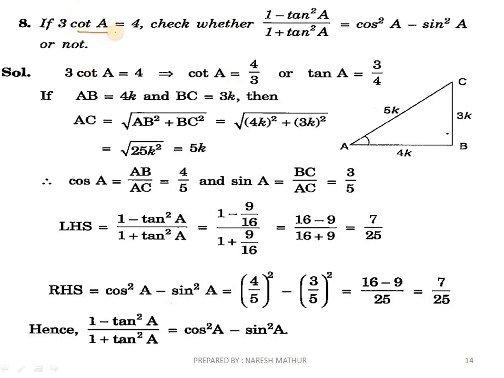So now cot A equals 4 by 3. Base and perpendicular we have. First we will find the value of hypotenuse. As we got the value of hypotenuse, we can find the value of cos and sine. Just put these values into LHS and RHS also. After solving, we can see the values are the same. So we can say yes, LHS equals RHS. It means both values are the same. Easy.